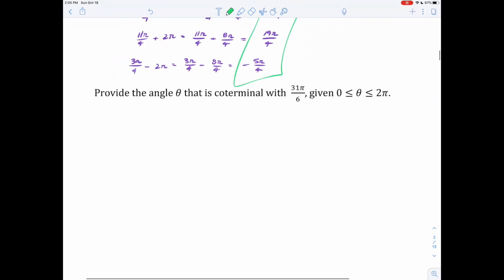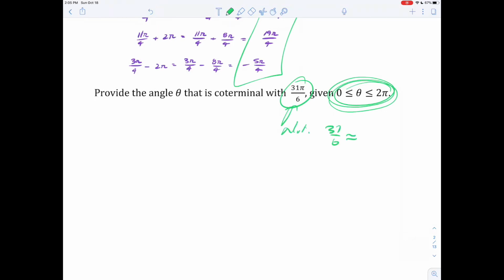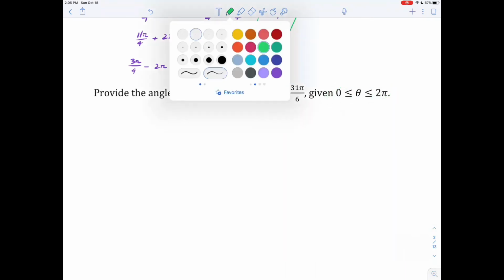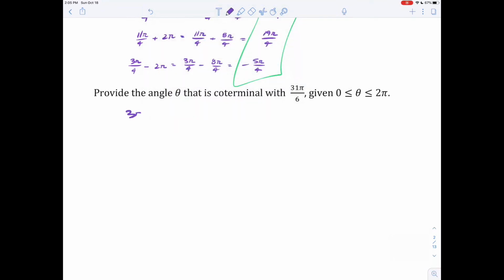Last one of these is to provide an angle that is coterminal with this, given that it's in this specific range. So this value here is not, because 31 over 6 is a little over 5. So 5 and some change. So we have 5-ish pi, which is way more than 2 pi. So we need to whittle this down a bit. So let's give that a try. Obviously it's too big. Let's try subtracting something.